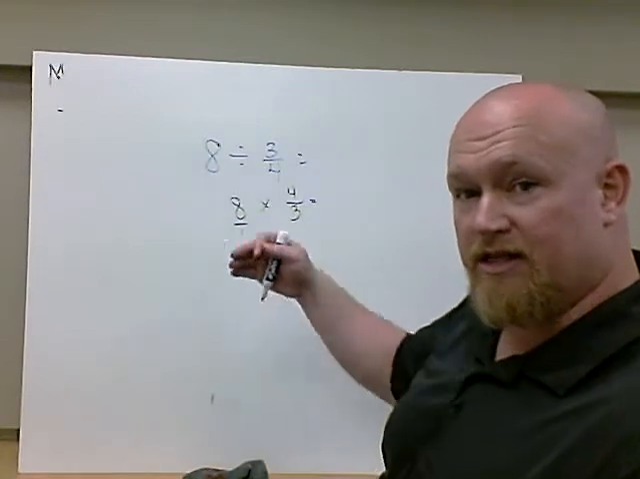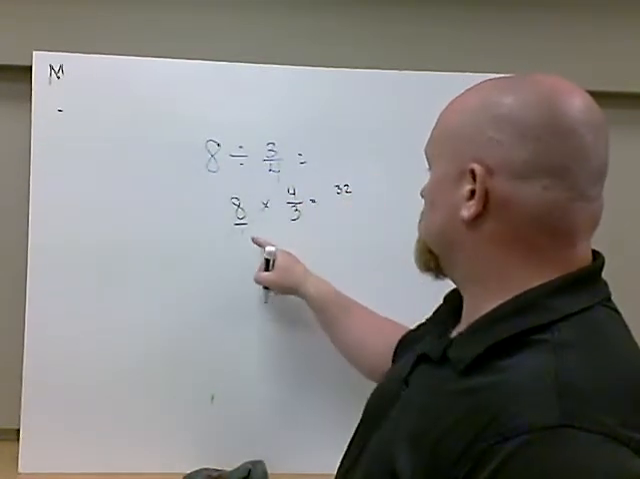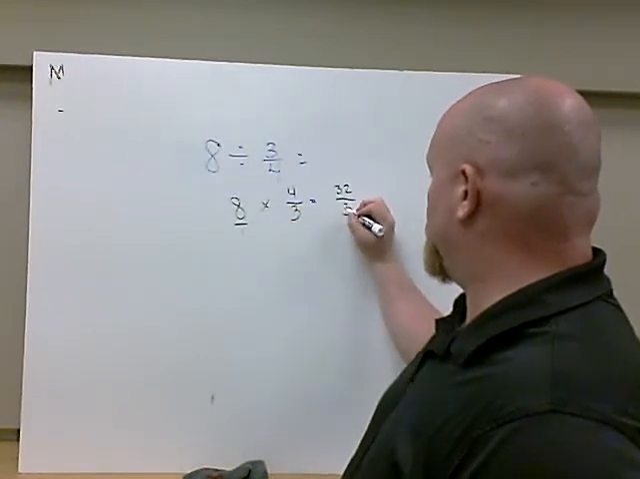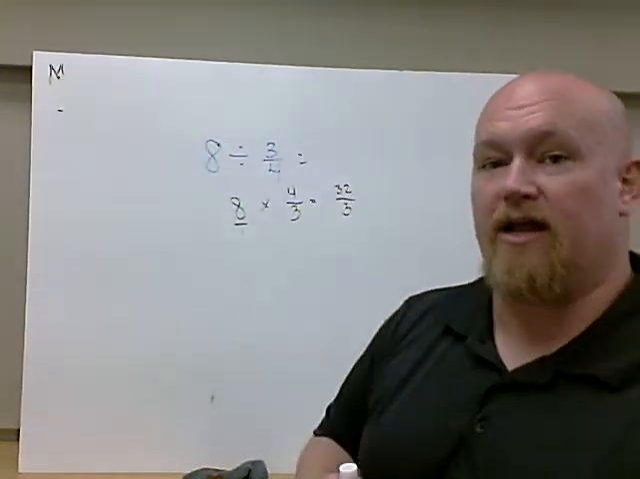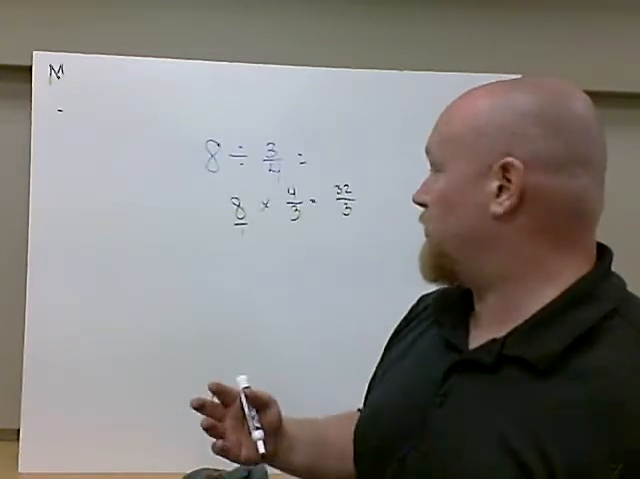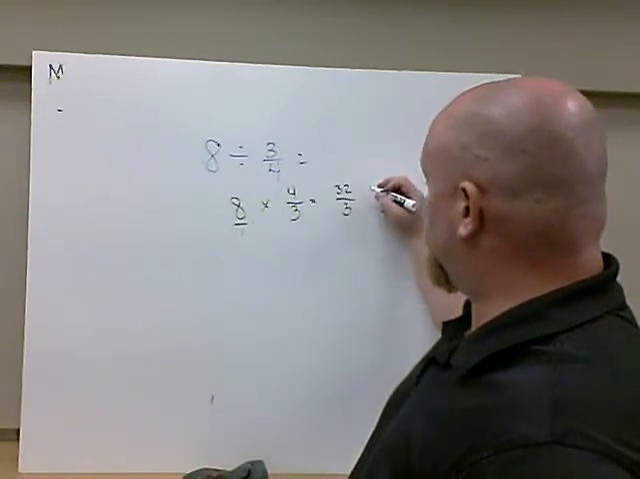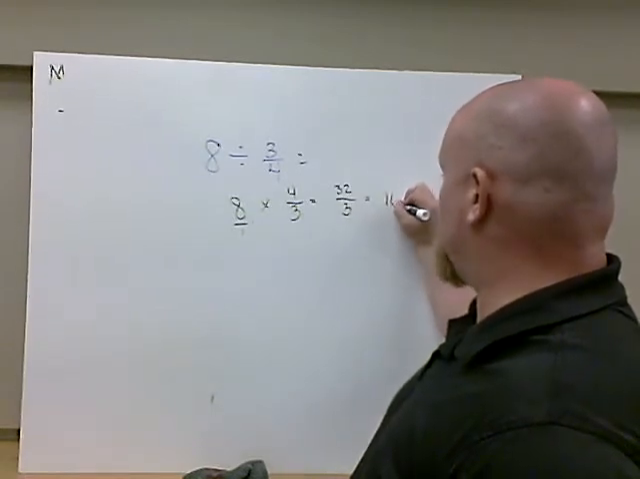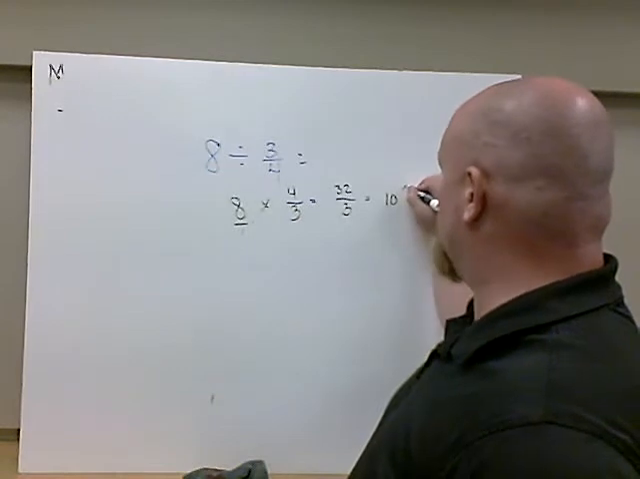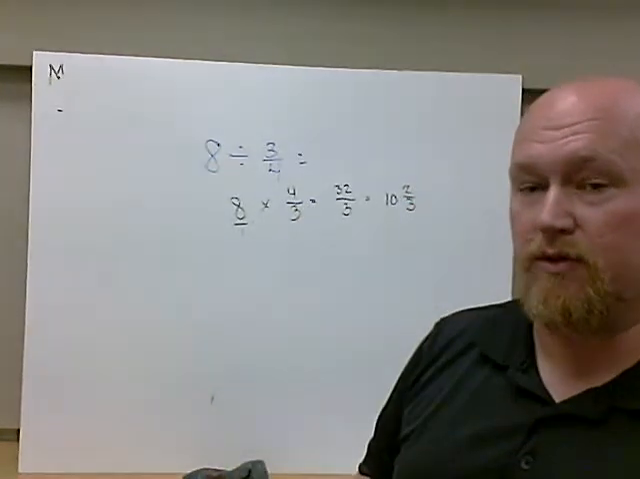Numerator times the numerator, denominator times the denominator. 8 times 4 is 32. 1 times 3 is 3. We could leave it in this form unless we're trying to put it in its simplest form. We know that 3 goes into 32 10 times with 2 left over, so 10 and 2/3. We can turn it into a mixed number.